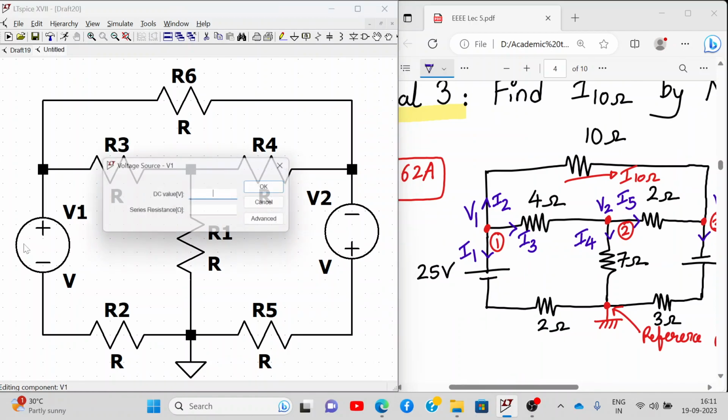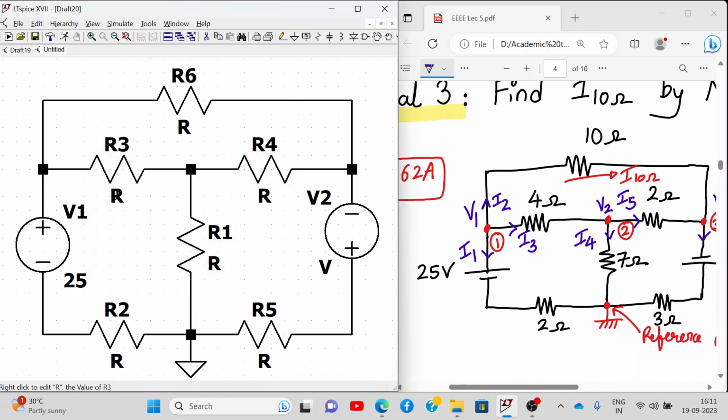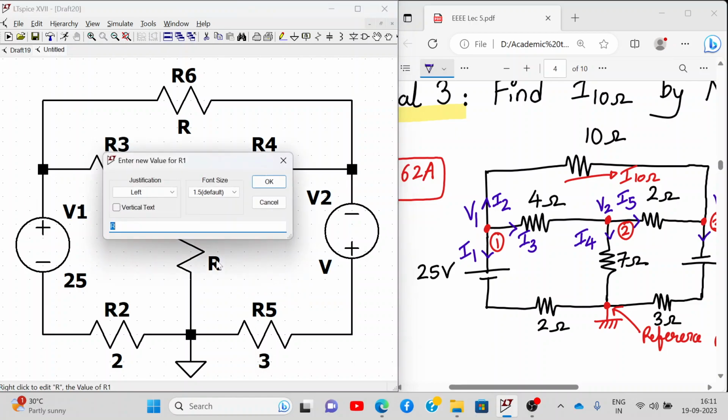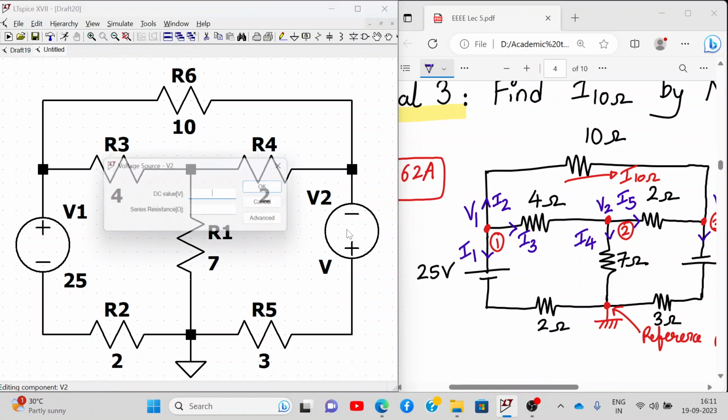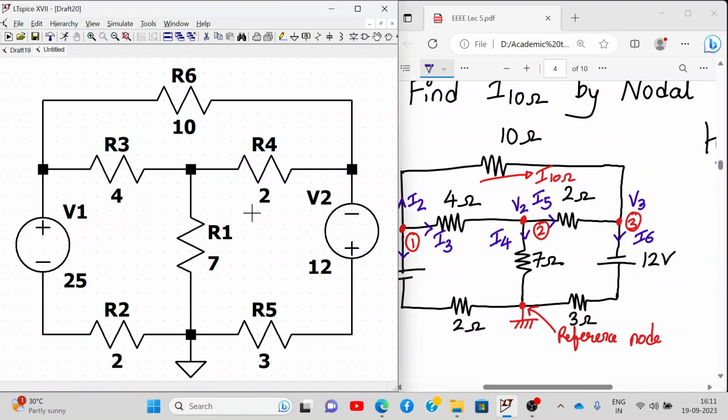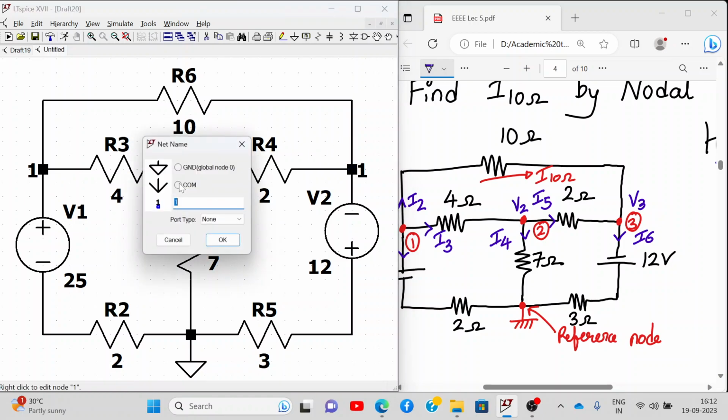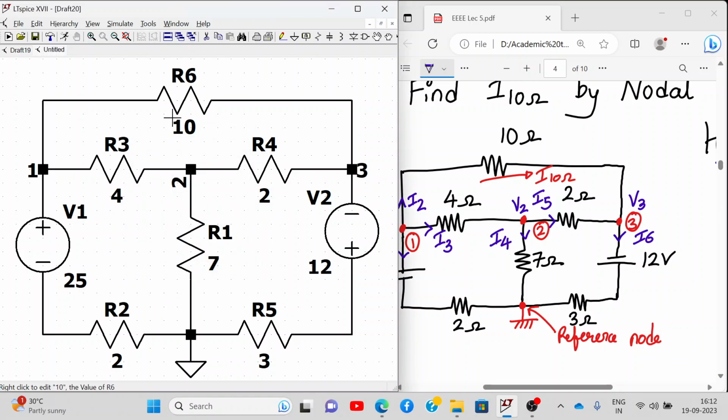So this is 25 volt, 25 volt. This resistance value is 4 ohm. This resistance value is 2 ohm. This resistance value is 3 ohm. This will be 7 ohm. I'll right click and change the value. So this is 2, this will be 10, and this voltage source will be 12 volt. All right. Now I'll define the node voltages as 1. Here it is 1. This will be 2, and this will be 3. Let me change it to 2 and 3. All right. So I need to find V1, V2, and V3 first.